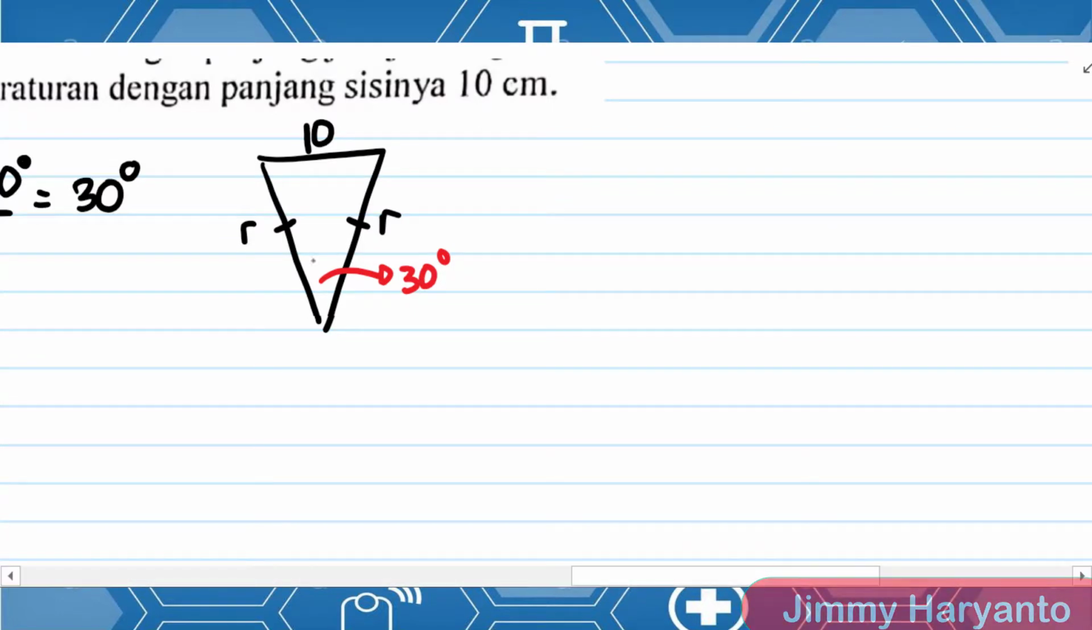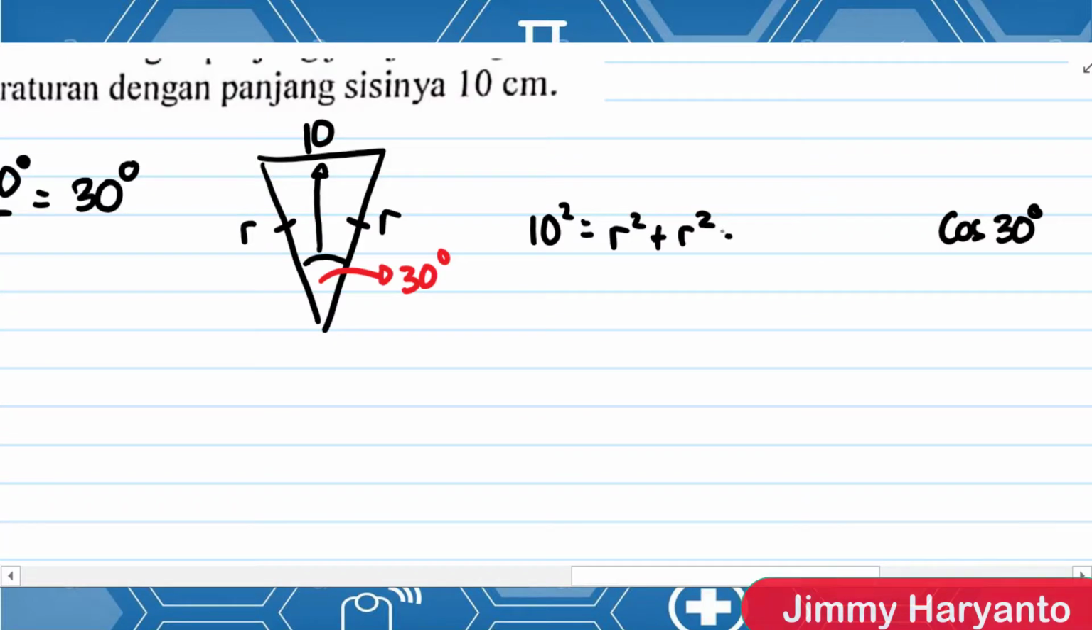Okay, the cos rule says if you have these angles, and the opposite of the angle is 10, it will be 10 squared equals to, at the back is 30 degree, cos 30 degree. After that, the rest is r squared plus r squared minus 2 times r times cos 30. Okay, let's calculate this. So it will be 100 equals to 2r squared minus 2r squared times cos 30, which is root of 3 over 2.